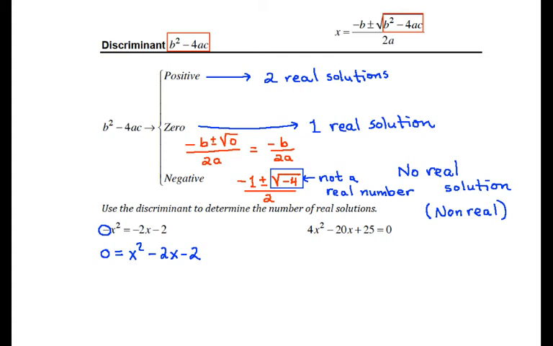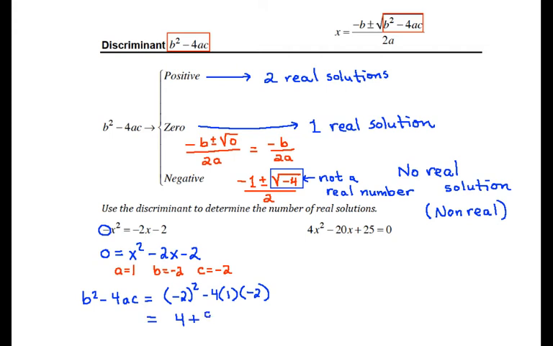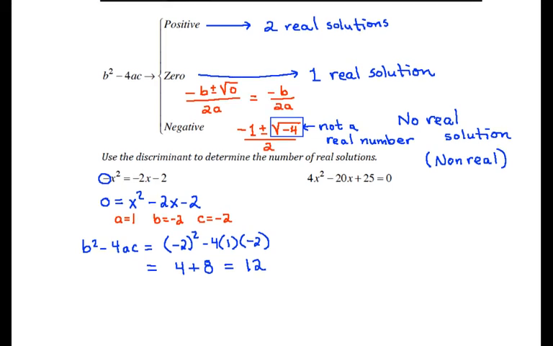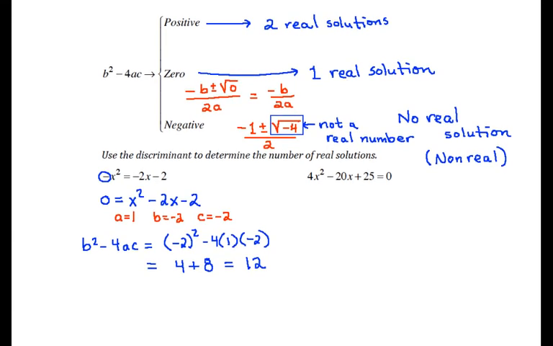Now my b squared minus 4ac, I calculate by first identifying a, b, and c. In this case, a is 1, b is negative 2, c is also negative 2. And therefore my discriminant, b squared minus 4ac, is equal to negative 2 squared minus 4 times 1 times negative 2, which is positive 4 minus a negative becomes plus, and that 4 times 1 times 2 is 8, and therefore this discriminant is equal to positive 12. Just the fact that it is positive tells me that this equation has two real solutions.